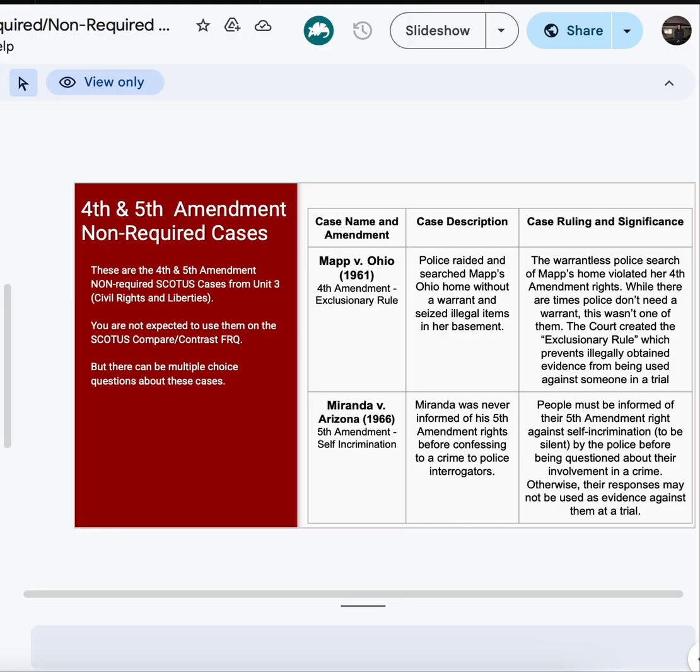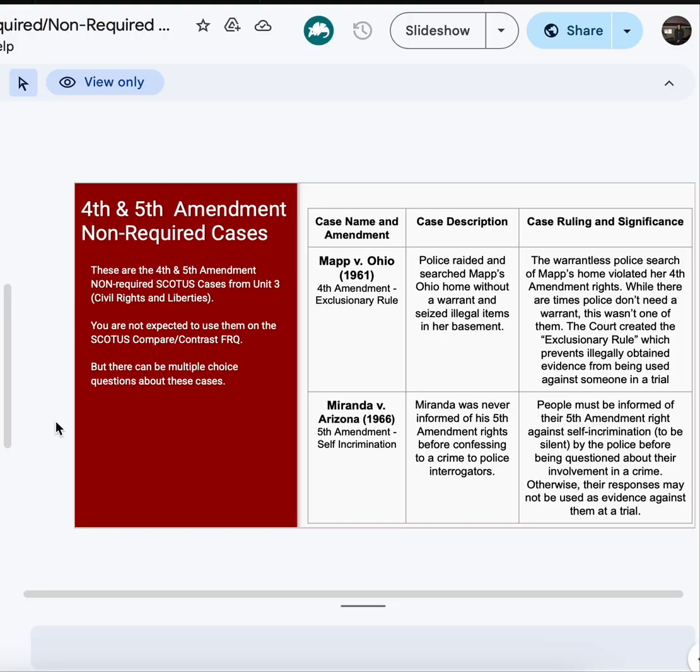The next one we have is Miranda. Fifth Amendment, self-incrimination, is the key principle. The case summary for this one is Miranda was arrested and questioned by police without being informed of his right to remain silent, which is now known as Miranda rights, and his right to an attorney, and he confessed during the interrogation, and the confession was used to convict him.